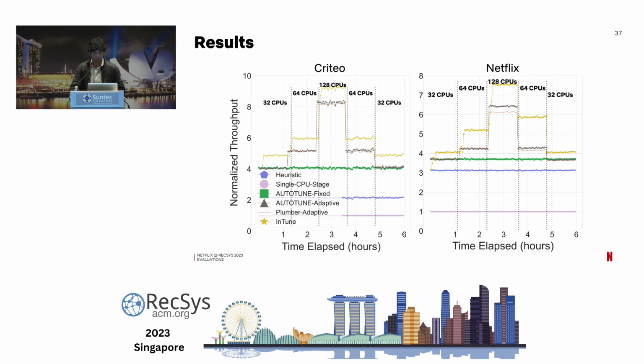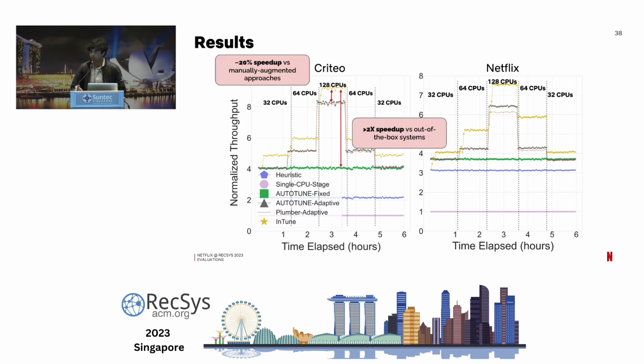InTune in yellow is at the top. And what we see here is that against manually augmented approaches where the human is intervening to help with auto-scaling procedures, InTune is still as much as 20% faster than these approaches. And against out-of-the-box systems, it's often more than 2x faster in terms of data pipeline throughput. And this is true both on the Criteo dataset and as well as our internal Netflix data pipelines.